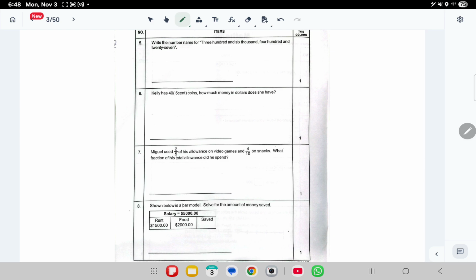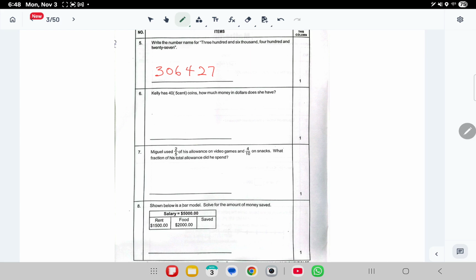Number 5, write the number name for 306,427.